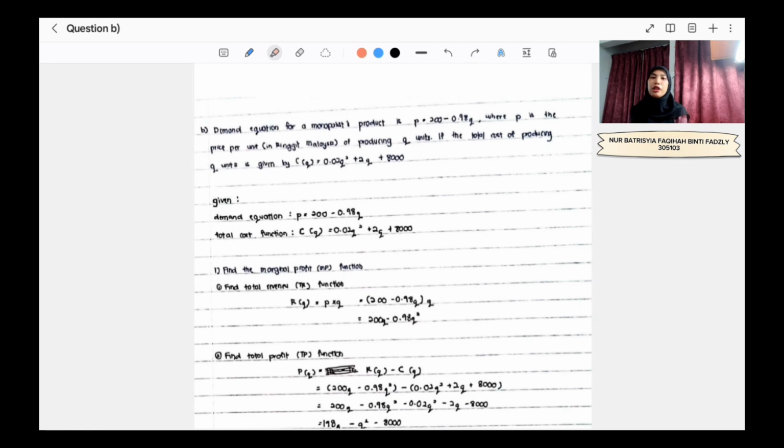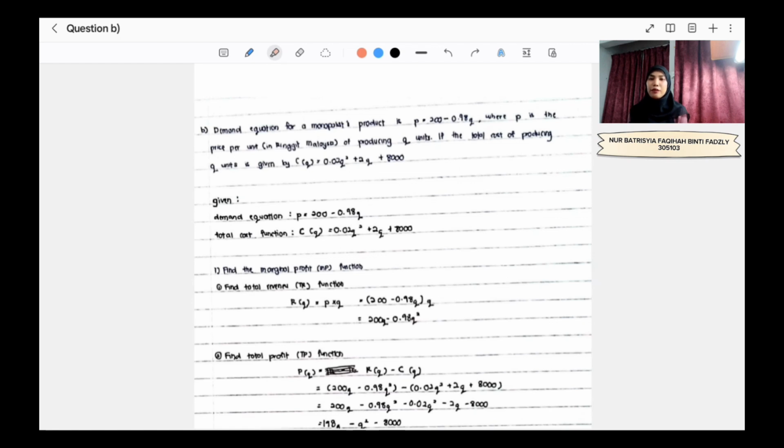Question B. The demand equation for a monopolist's product is P = 200 - 0.98Q, where P is the price per unit in ringgit Malaysia of producing Q units. If the total cost of producing Q units is given by C(Q) = 0.02Q^2 + 2Q + 8,000. There are 3 parts for this question. The first part is they ask us to find the marginal profit function.